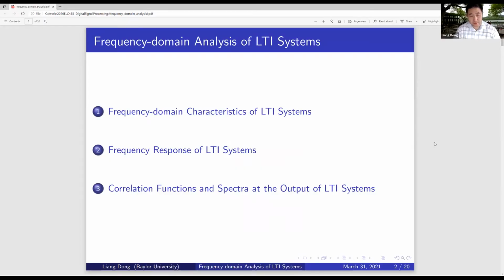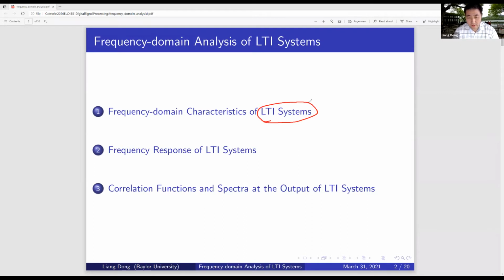For the lecture today, we are going to cover frequency domain characteristics of LTI systems and frequency response of LTI systems. Next class, we will have time to talk about correlation functions and the spectrum at the output of LTI systems. So here we are all dealing with the linear time-invariant system. This is important to us, linear time-invariant system.